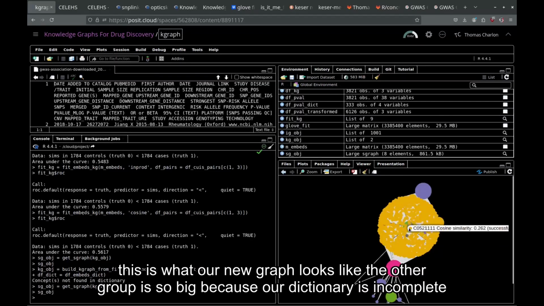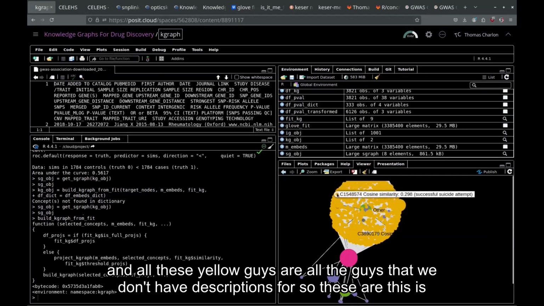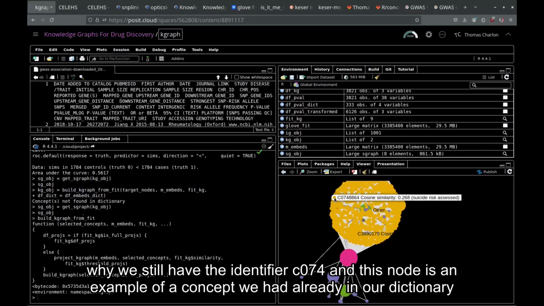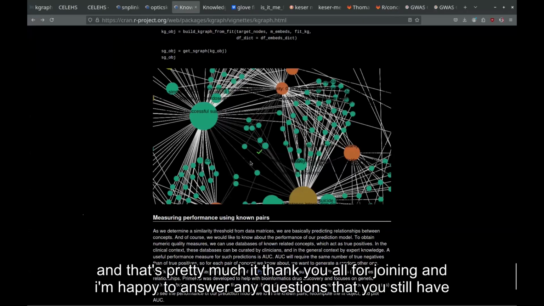So this is what our new graph looks like. The other group is so big because our dictionary is incomplete. And all these yellow guys are all the guys that we don't have descriptions for. So this is why we still have their identifier C074. And this node is an example of a concept we had already in our dictionary. And that's pretty much it.